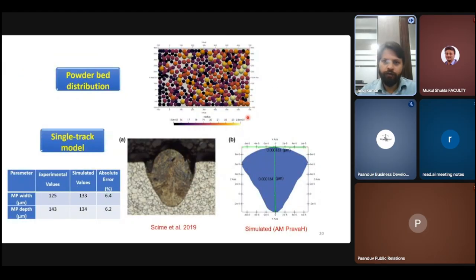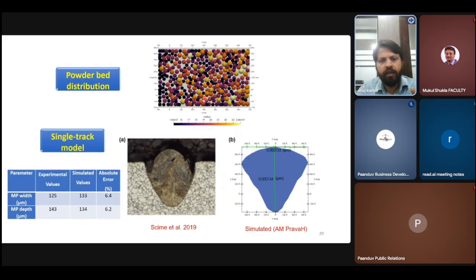So these are the beautiful images from the AM PravaH tool. This is the powder bed distribution when the powder is distributed on the substrate, and you can see the different sizes of powders, because in an actual scenario, whenever you order some powder from a vendor, they will give you a powder sheet with the details that the powder size is like 15 to 45 microns. So the powder particle size is distributed over this range, and you can actually model that powder distribution in AM PravaH, setting the powder diameter, powder density, and powder profile as well.